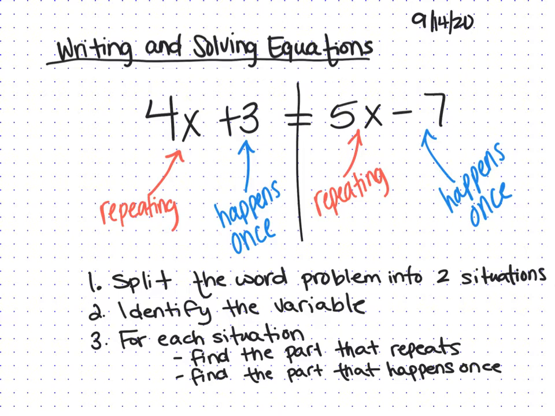So again, just to review this, we're going to split that word problem into two situations. This is why we need the highlighters. You're going to see me in the course of the video highlighting the two situations in two different colors. Then we're going to identify the variable, and then for each situation we want to find the part that repeats and the part that happens once. And when we can do that, then we'll set up an equation like the ones that we've already been solving.